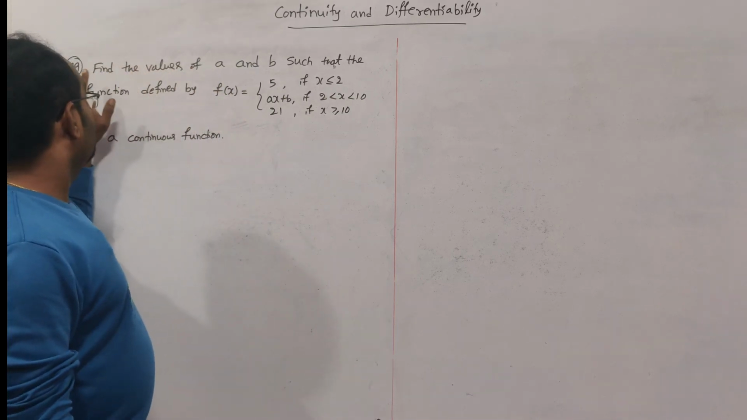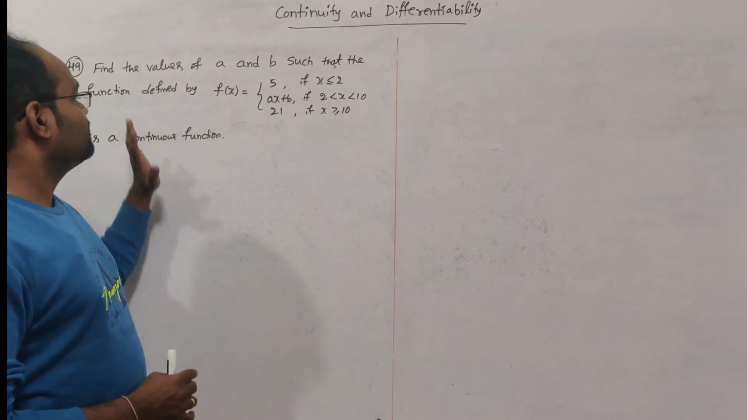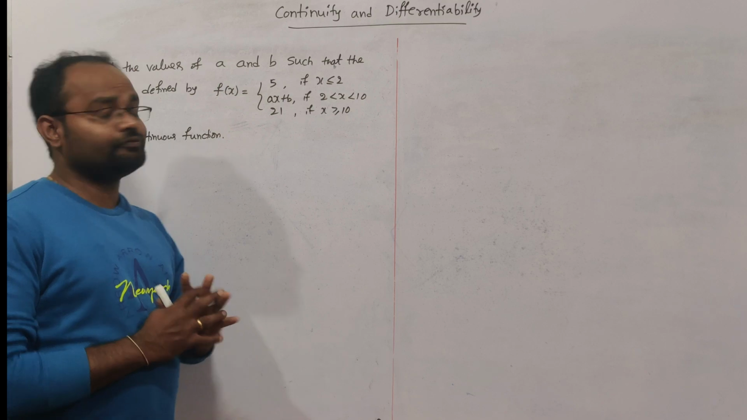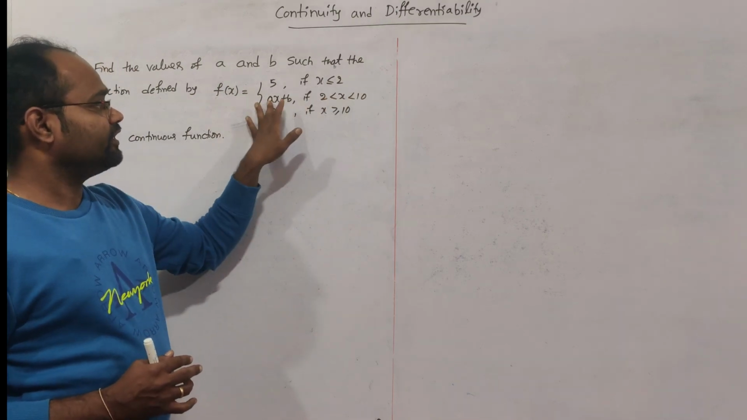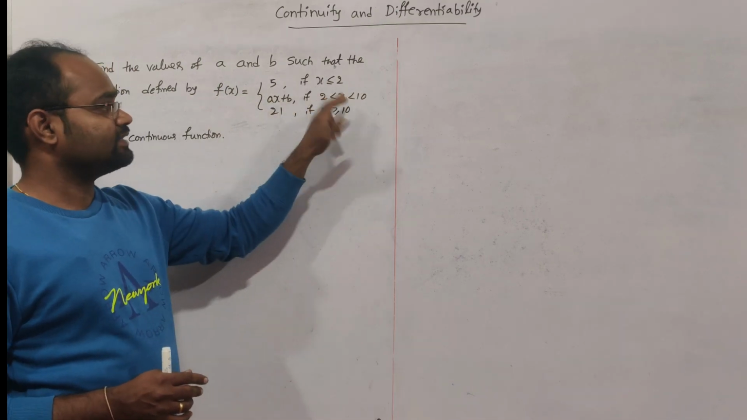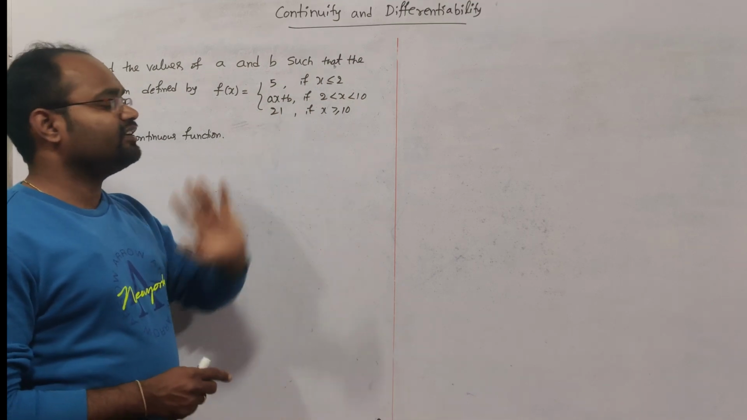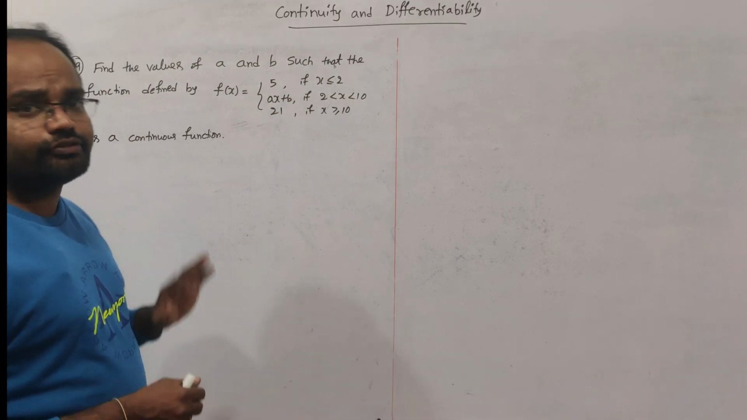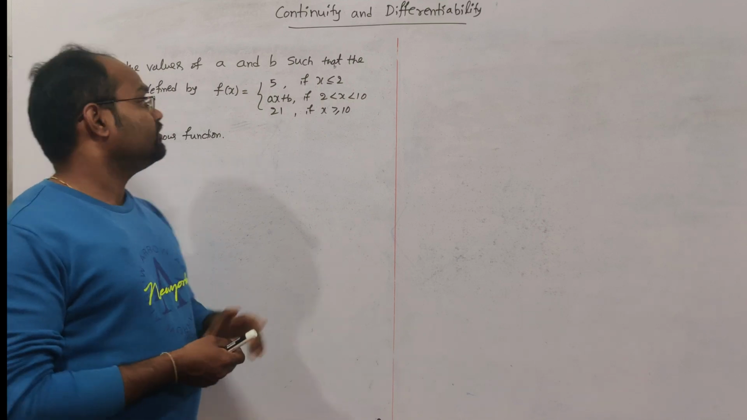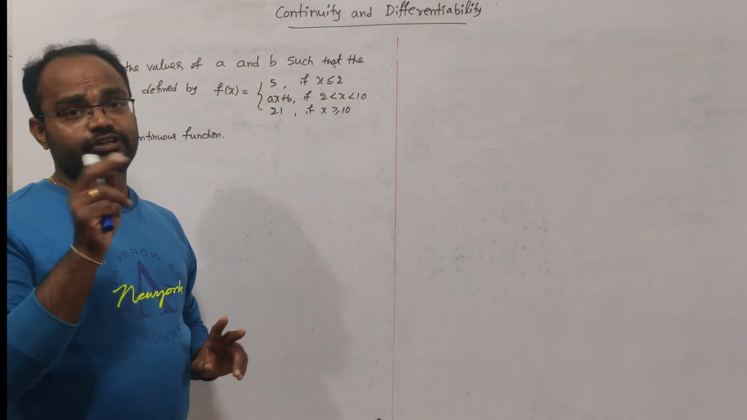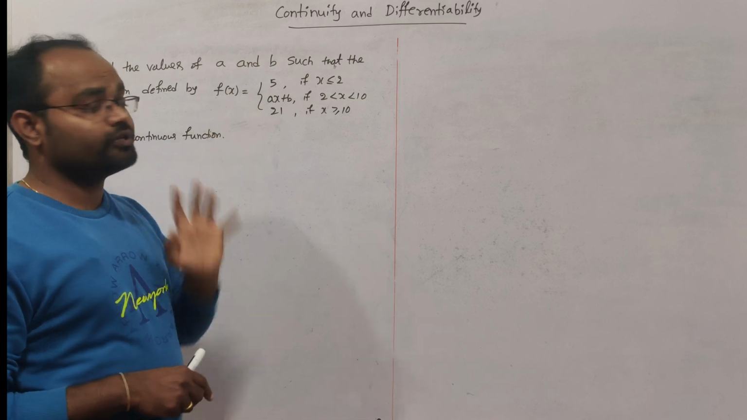Next, find the values of a and b such that the function defined by f of x is equal to 5 if x less than or equal to 2, ax plus b if 2 less than x less than 10, 21 if x greater than or equal to 10 is a continuous function. So to find two values we need two equations. Two values, two equations needed.